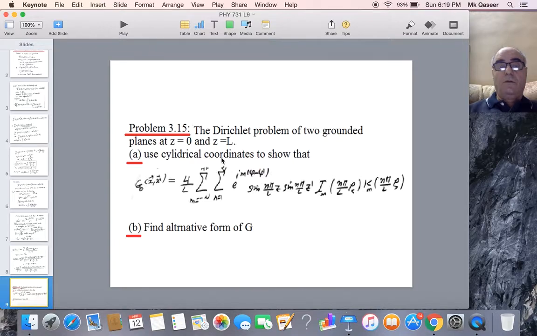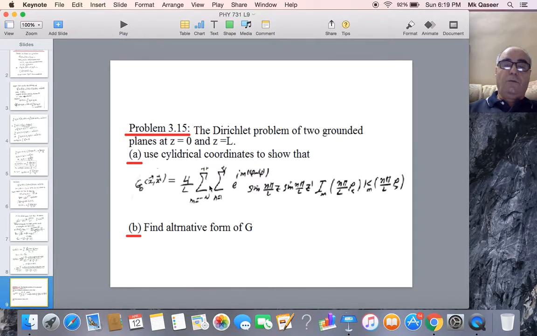Now let's solve another problem, problem number 15 from the textbook by Jackson, second edition. The problem is concerned with the Dirichlet problem of two grounded planes. One is located at z equals 0 and the other is located at z equals L.